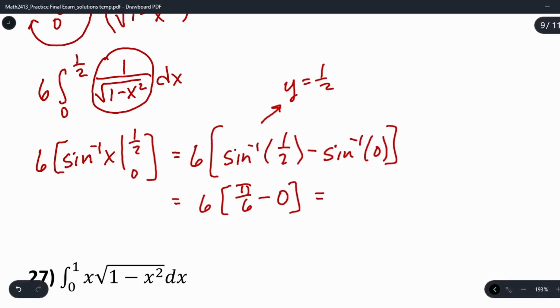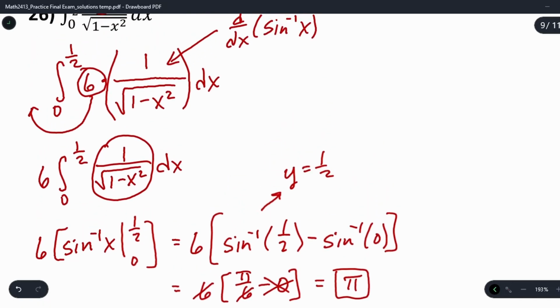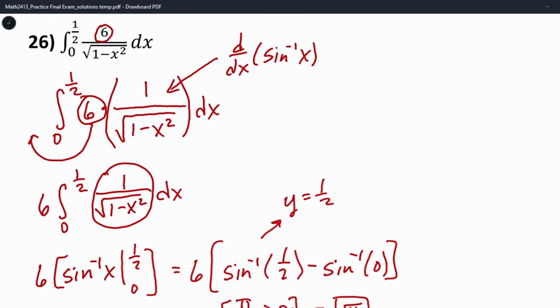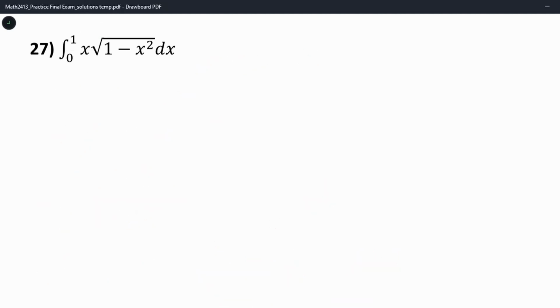And then this is going to simplify nicely. The 0 disappears. The 6 is reduced. Our answer is pi. And that's going to do it for problem 26. Next, 27, we have another definite integral.